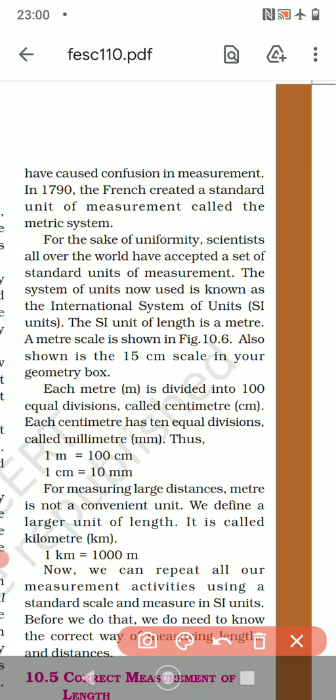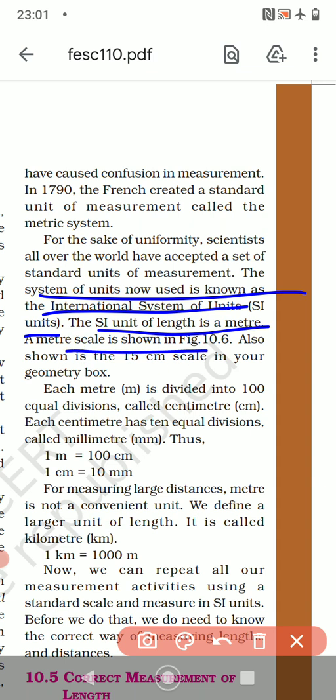For the sake of uniformity, scientists all over the world have accepted a set of standard units of measurement. The system of units now used is known as the International System of Units. So what is the full form of SI system? It is International System of Units, that is SI unit. The SI unit of length is the meter. What is the SI unit for length? The SI unit of length is the meter.